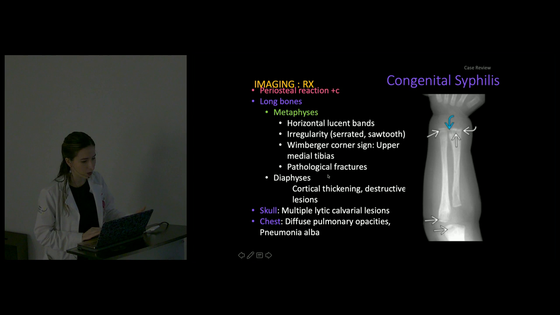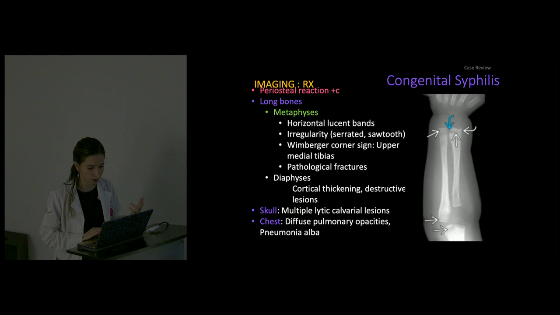The Wimberger corner sign is bilateral destruction of the proximal medial tibiae, which in our case we weren't able to see because of the patient position. We can also see pathological fractures, and in the diaphyses we can see cortical thickening and destructive lesions. In the skull we can see multiple lytic lesions. And in the thorax, we can see diffuse pulmonary opacities, and as previously described, pneumonia alba, which is a complete opacification of the lung due to pneumonia.